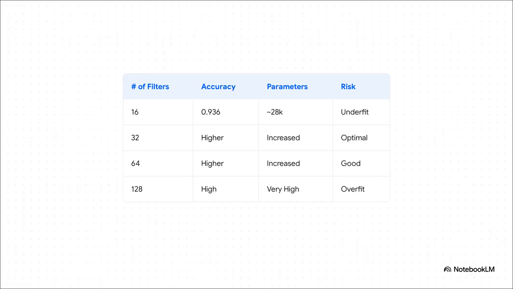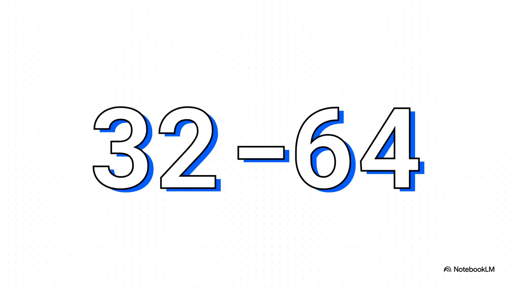Let's take the number of filters, for instance. The more filters you have, the more patterns the network can learn, right? Which usually means better accuracy. But there's a catch. Every single filter you add makes the network more complex, and it takes way longer to train. If you go overboard, like with 128 filters here, you risk overfitting. That's where the model basically just memorizes the training pictures instead of actually learning what a cat looks like in general.